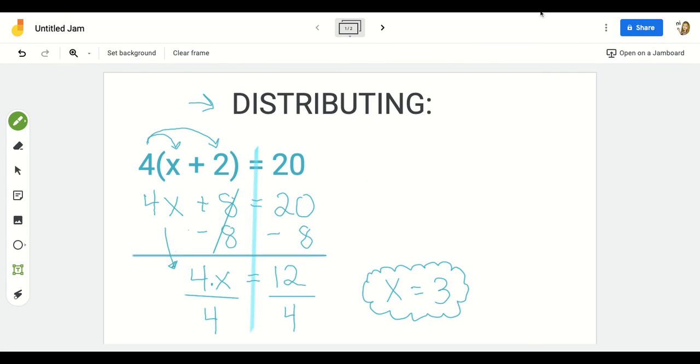Now go back to the Google form on the equation that you got incorrect, and please enter the correct solution.